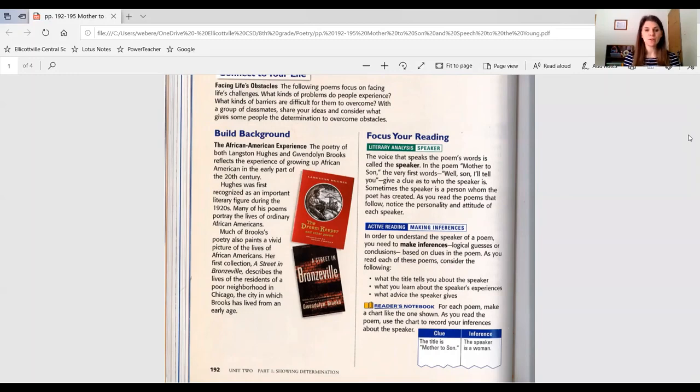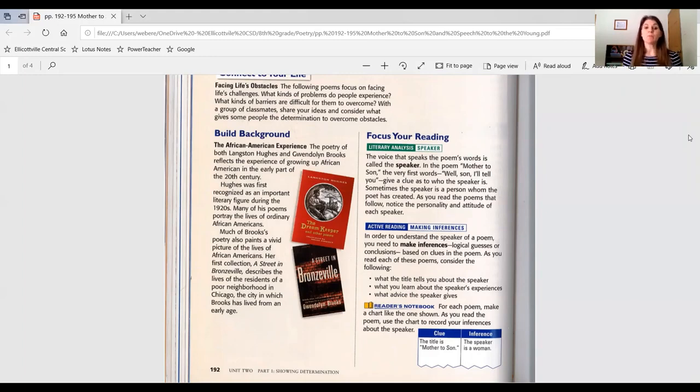It says Hughes was first recognized as an important literary figure during the 1920s. Many of his poems portrayed the lives of ordinary African Americans. So if you remember in social studies, the 20s, you hear about the Roaring 20s. There was also this thing called the Harlem Renaissance. And there was a lot of focus on African American artists, whether it was music or artwork or poetry. And Hughes was part of that.